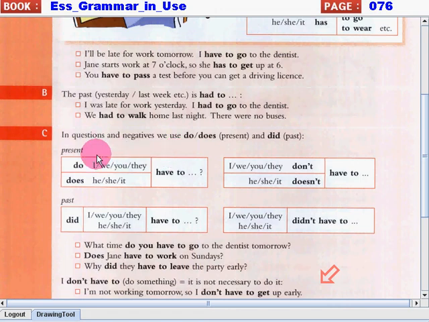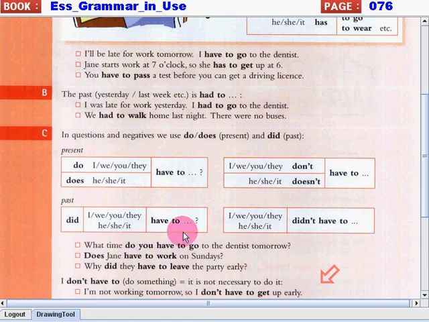Now, for question sentences, we use the words do, does, and did. For the present tense of question sentences, we use do for plural form of the subject and then have to. Does for singular, then have to. For the past tense, we use did with the same pattern.